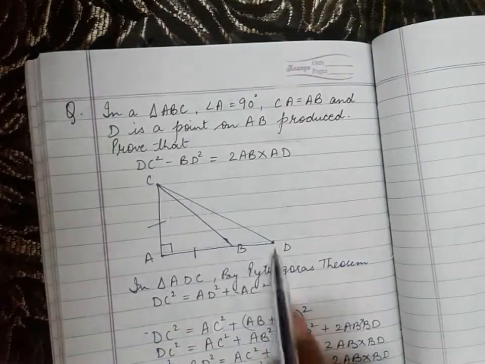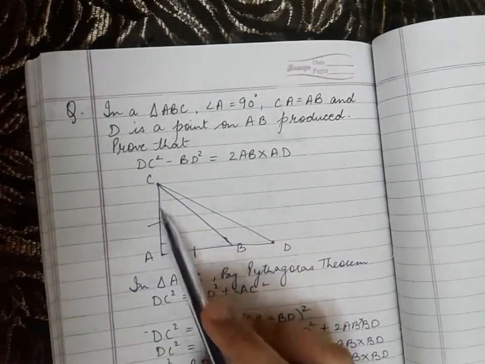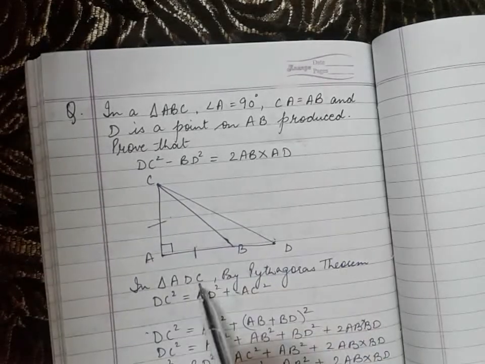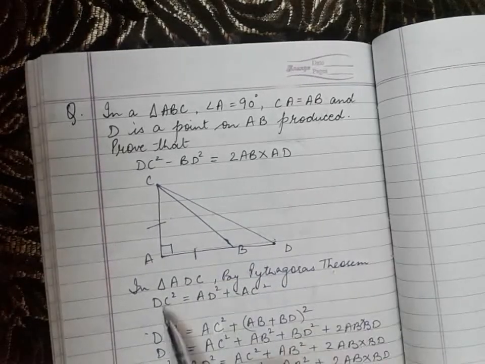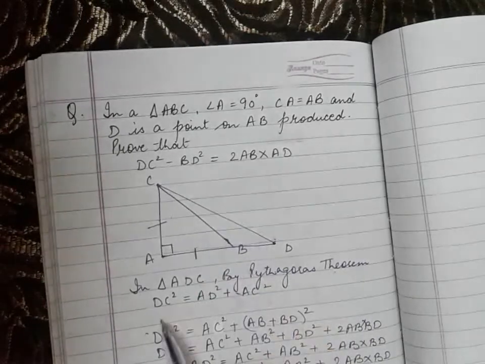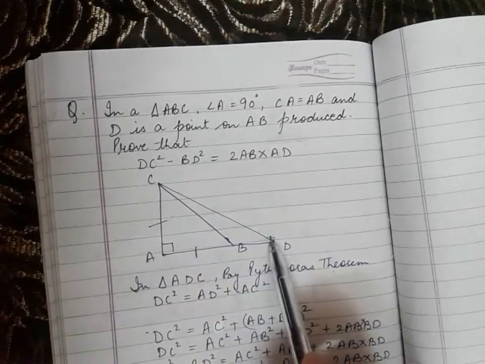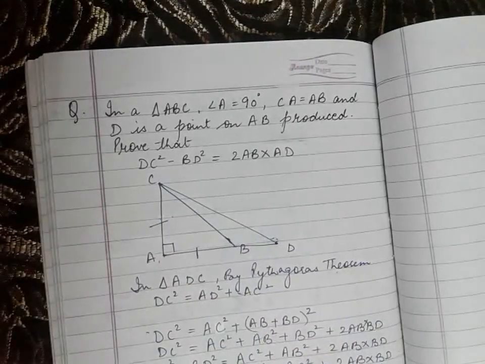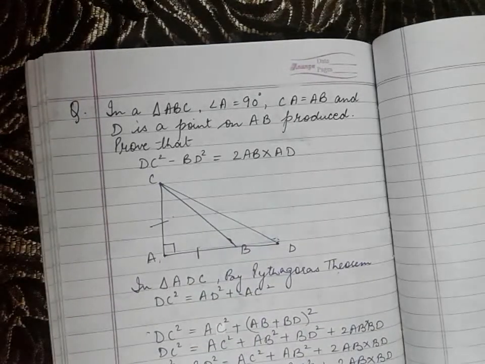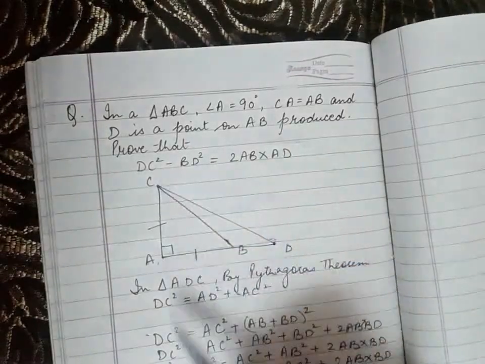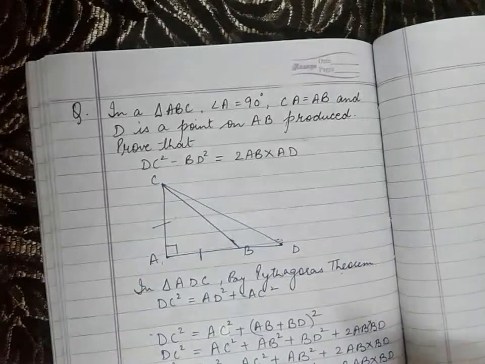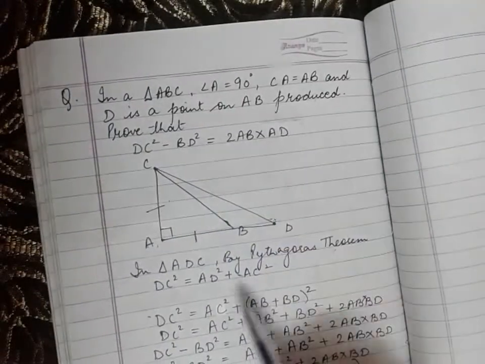I can find DC square by applying Pythagoras theorem in this complete triangle ADC. So in triangle ADC by Pythagoras theorem, DC square, this is the hypotenuse, is equal to AD square plus AC square. Now let us see what we have got. I have got DC. DC was needed. AB, AD, nothing we have got. We have not got BD also. But what can I write?